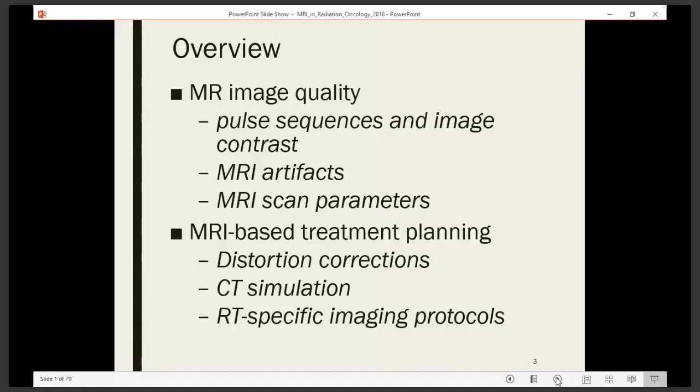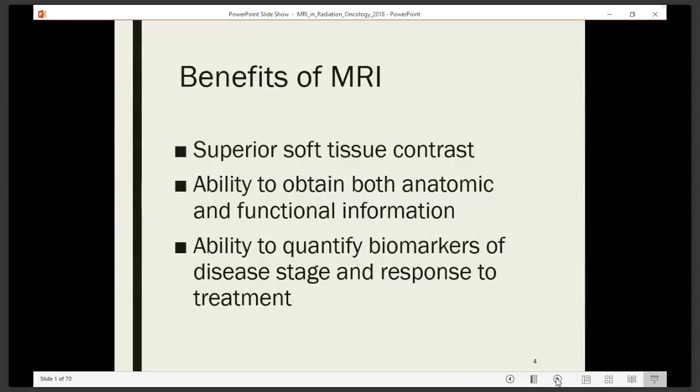And then we'll go into some of the issues that you have to deal with when using MRI data for treatment planning, including distortion corrections, CT simulation, and we'll finish up with a few examples of RT-specific imaging protocols so you can get a sense of the kind of issues you have to deal with on a case-by-case basis.